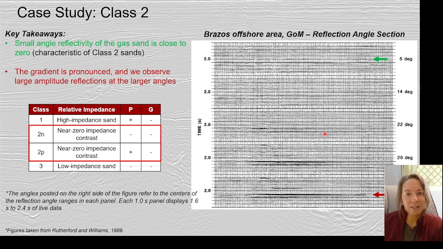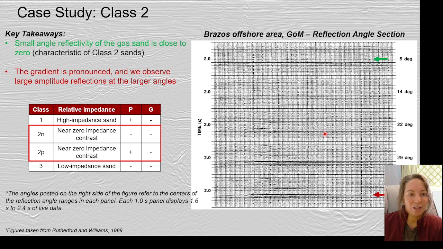Here's a quick example of class 2 from the original Rutherford and Williams paper. And now we're looking at an example from the Brazos River kind of offshore area. So kind of just a little bit south of Houston, Texas, the Galveston area.